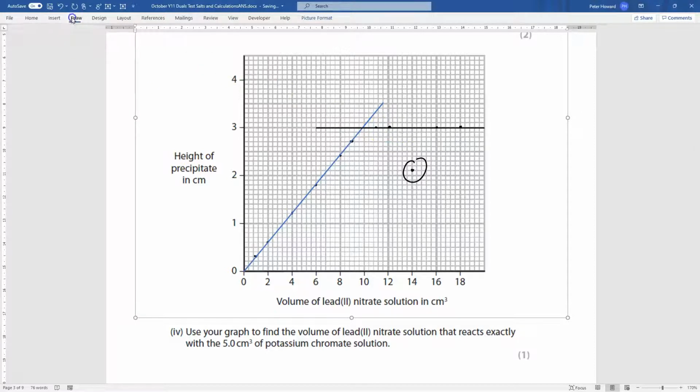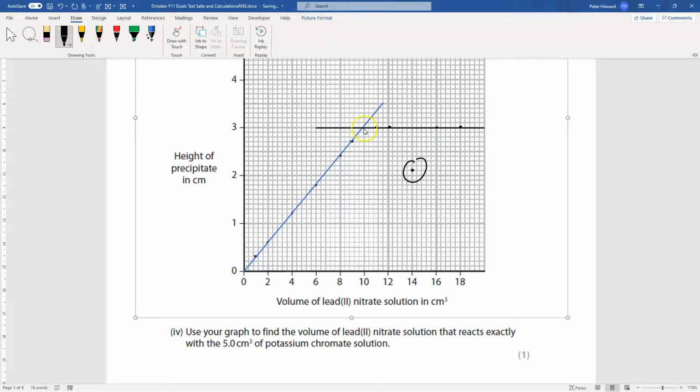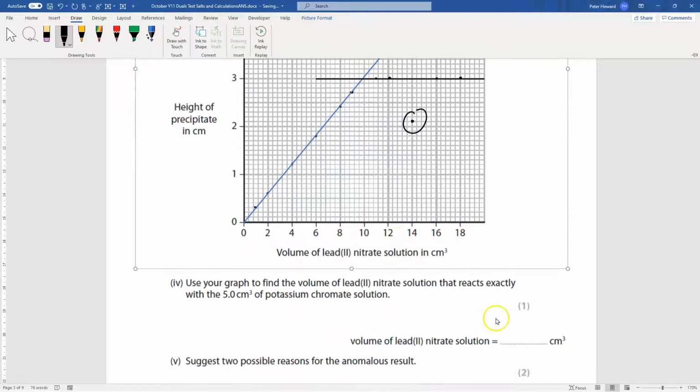So the next thing we need to do is work it out. What we'll do is we're trying to find a point where these 2 lines intersect. And it looks like, to me, that's 10. And then if we work out the scale, 4, 4, 4, 4, so it's 0.4. So I would make that 9.8 centimeters cubed.